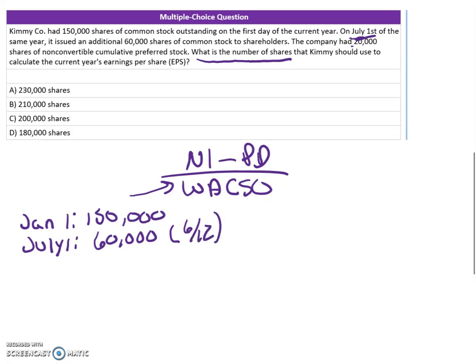Why 6/12? 6 months have gone by, January through July. So 6/12 is going to be multiplied times the 60,000. We're only going to be adding 30,000 shares to our weighted average common shares outstanding.